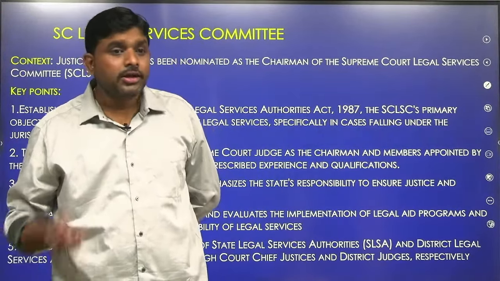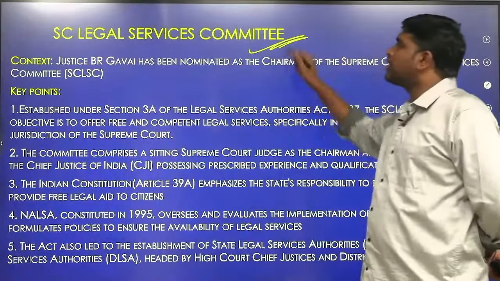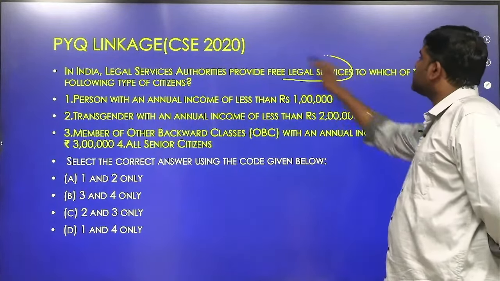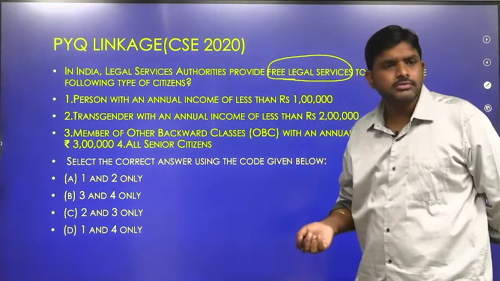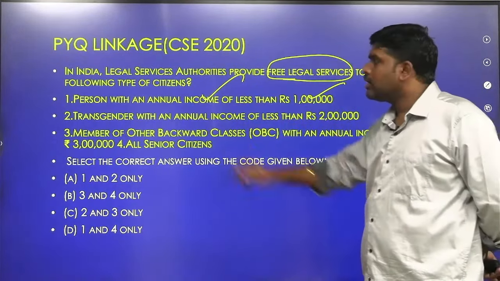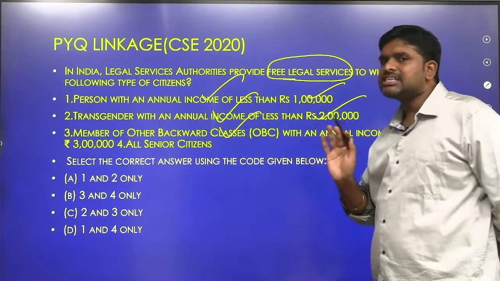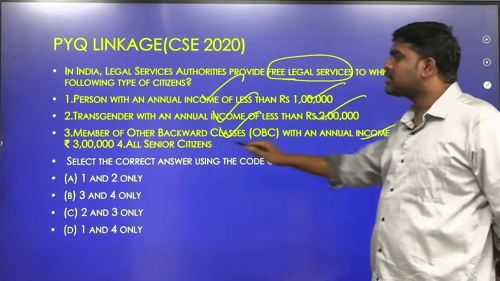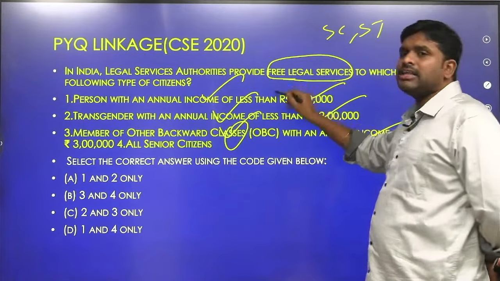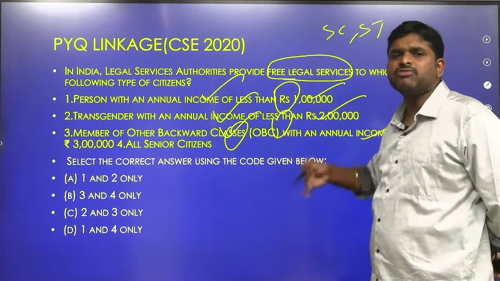Is it useful or not? Those usefulness aspects are exactly what they ask in prelims. For example, why am I discussing it? In India, the Legal Services Authority provides free legal services to which of the following types of citizens? I should also know, no? Person with an annual income less than 1 lakh, true. Transgender with an annual income less than 2 lakhs, true. They didn't discuss other backward classes or senior citizens. There is no such criteria. They kept only SC, ST, and income less than 1 lakh, or less than 2 lakhs for transgender. Those people will be provided free legal service. If not, everyone will ask for it.